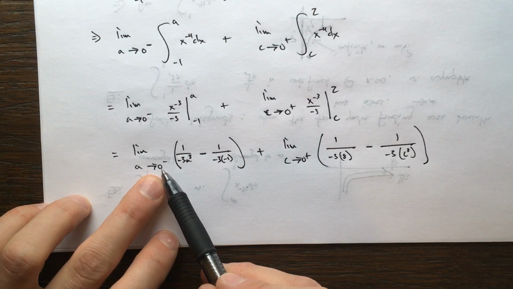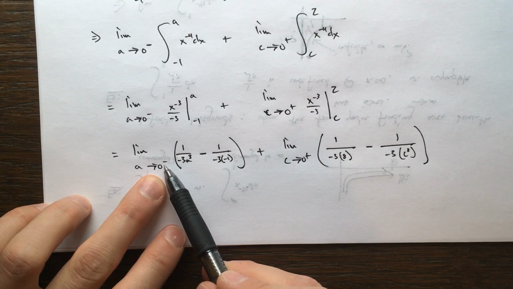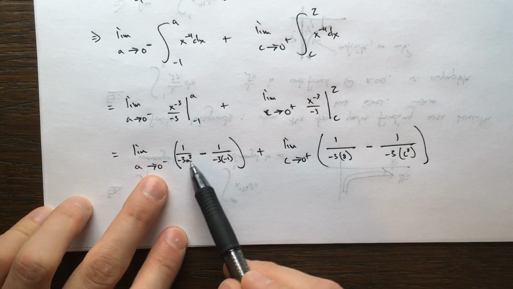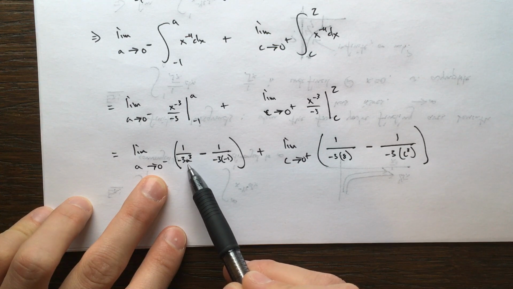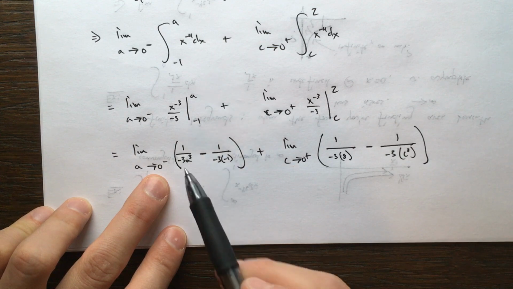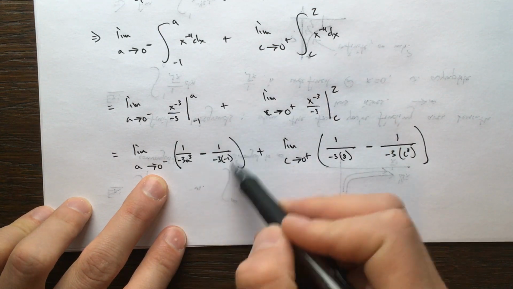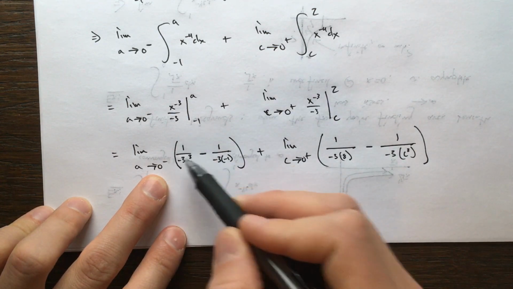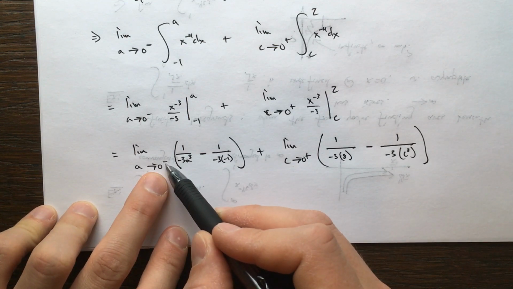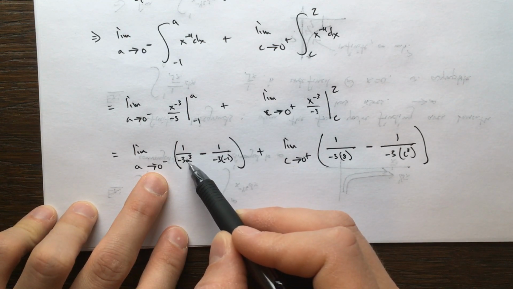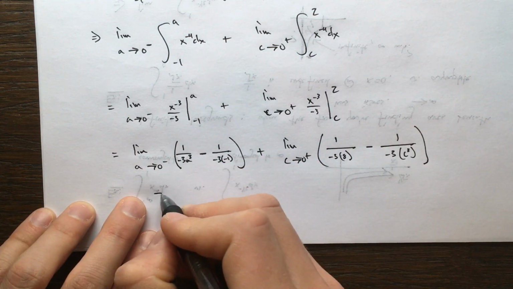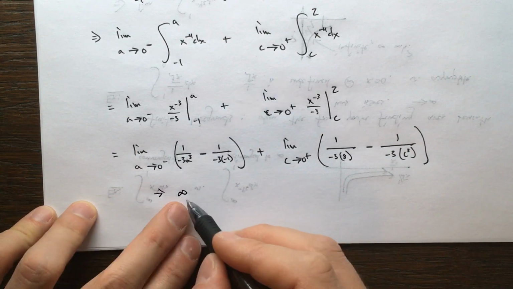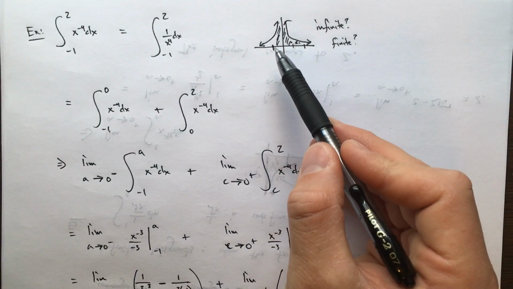Now, as a approaches 0 from the left, this thing right here is heading towards 1 over 0. That's bad. That's very bad. In fact, that means that it's heading towards infinity or negative infinity. This doesn't really matter because this thing is blowing up. So if I approach 0 from the left, I'm plugging in small negative numbers. So this is a negative cube times a negative. So this thing right here is heading towards infinity, okay, which makes sense from the picture. That should not be negative infinity. That should be infinity.